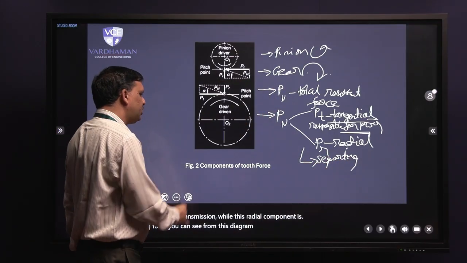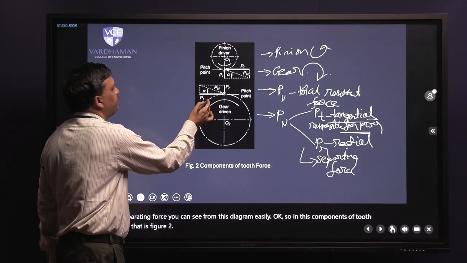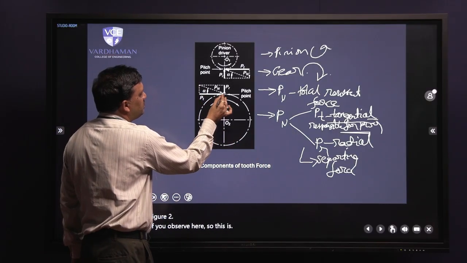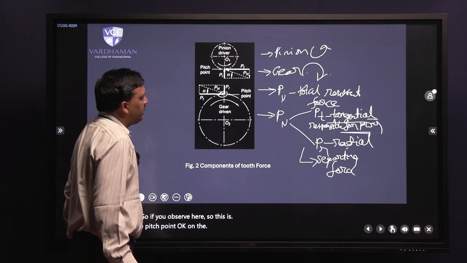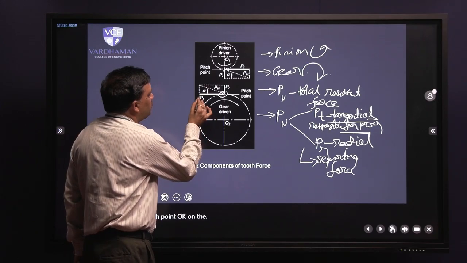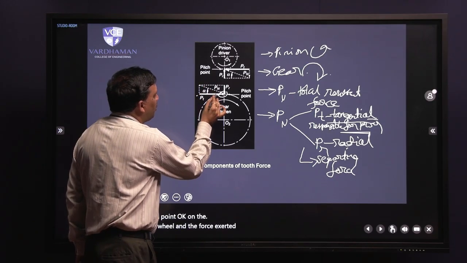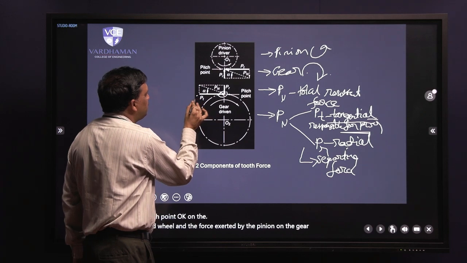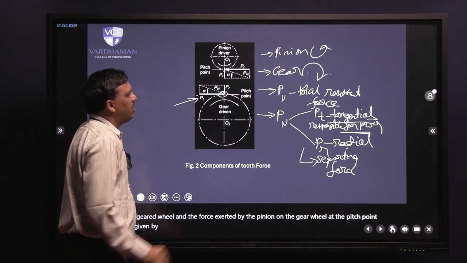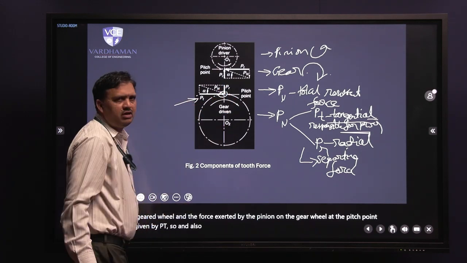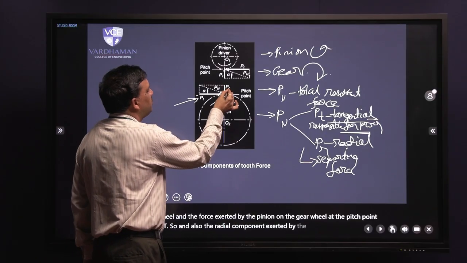In this figure 2, components of tooth force, if you observe here, this is the pitch point on the gear wheel, and the force exerted by the pinion on the gear wheel at the pitch point is given by Pt. Also the radial component exerted by the pinion on the gear is given by Pr.